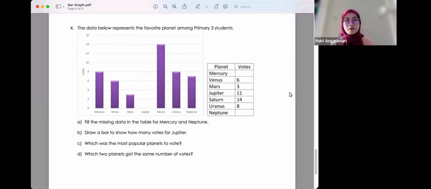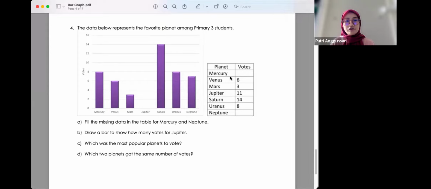Next, we have the topic about bar graph. This is for primary 3 students. We can find similar questions like this in different curricula, such as Singapore, IB, Cambridge. So we just do part 2, number 4. We have the specific data that represents the favorite planet among primary 3 students. We have Mercury, Venus, Mars. We still have the missing Jupiter, and also we have Saturn, Uranus, and Neptune.